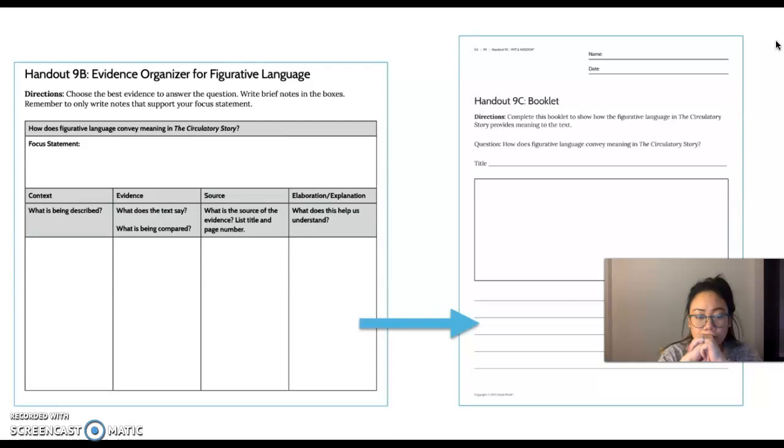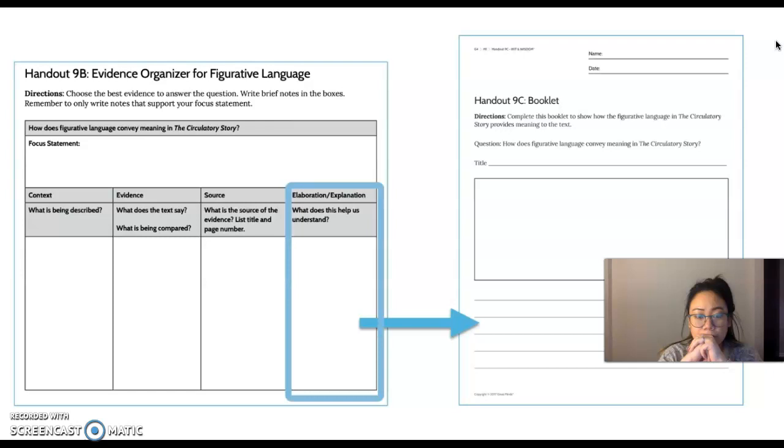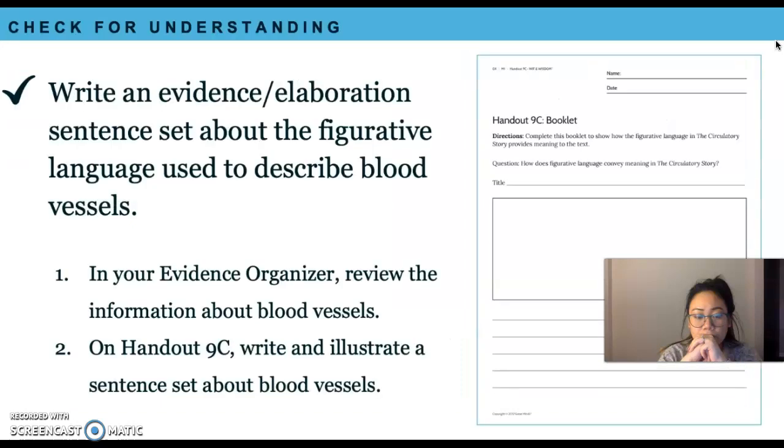Remember, I practiced out loud the best way to put all this information in complete sentences. So you can practice out loud putting the context and the evidence together. What is the author saying about blood vessels? Then under elaboration, I used this question, what does this help us understand, to start my sentence. This helps us understand, and then I explained how thinking about the subway system helps me understand blood vessels. Okay? I take those great ideas and I write them on my booklet. So that's exactly what you are going to do now.